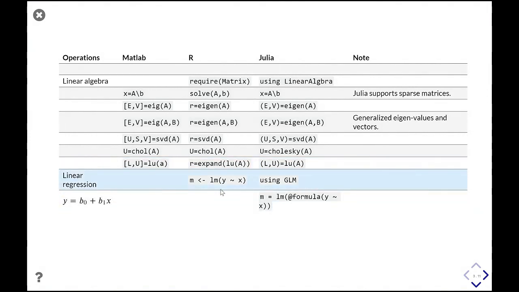And like R, Julia also has linear regression function support. In R, you do lm(Y ~ X), and then in Julia, the only difference is that you load the module GLM, and then you call the function in a similar way, except that you need to put the macro @formula around this Y ~ X.